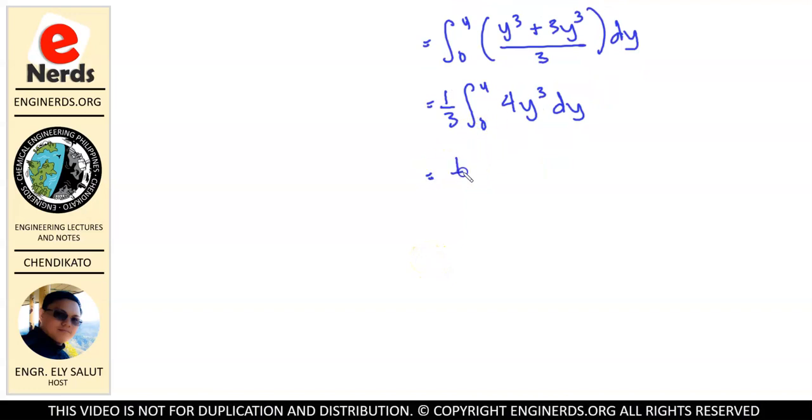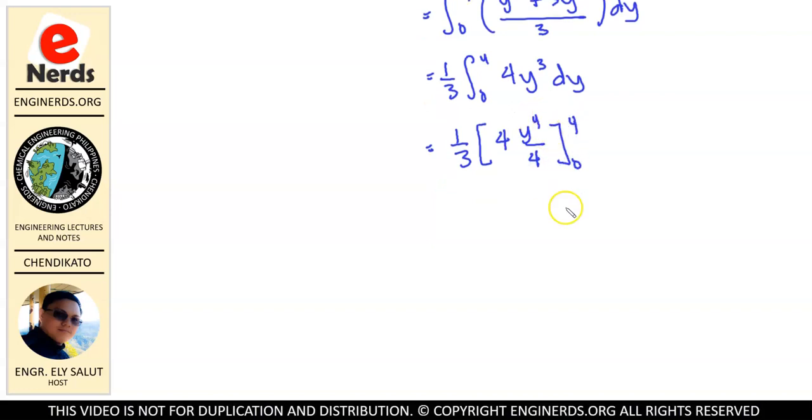So, now we have 1/3. The integral of 4y cubed dy. So, we have 4y to the 4th over 4 from 0 to 4. Right? So, as you can see, makaka-cancel lang itong ating 4 dito, no? Alright? So, now, we can substitute itong 4 sa ating mga y. So, we have 1/3 times 4 to the 4th. Okay? Because wala na tayong 0 dahil bali wala rin naman siya, no? It will be also equal to 0. Okay? So, we have 4 to the 4th.